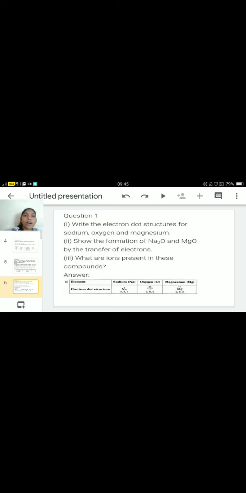Next question: write the electron dot structure for sodium, oxygen and magnesium. Show the formation of Na2O and MgO by the transfer of electrons. What are the ions present in these compounds? This question I told you about when we took this session. You have to do it on your own. I don't know whether you have done it or not.